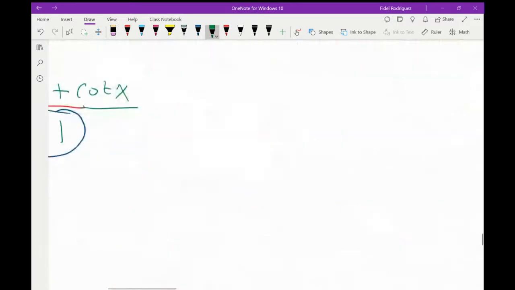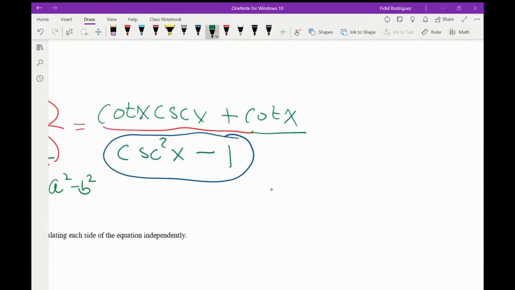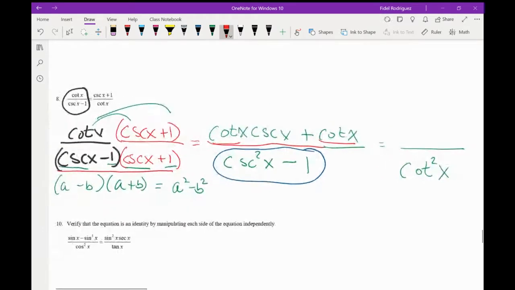So the reason why we want to know that is, look what we have down here on the bottom. On the bottom, we have cosecant squared x minus 1. We said that was the same thing as cotangent squared x, didn't it? Now, I know we just got through multiplying that cotangent of x, right? That's what we did from the very beginning. We actually distributed it out. Maybe we shouldn't have done that just yet.